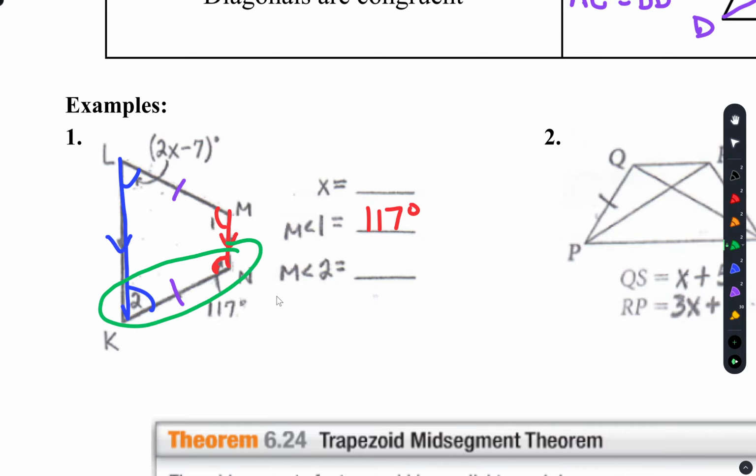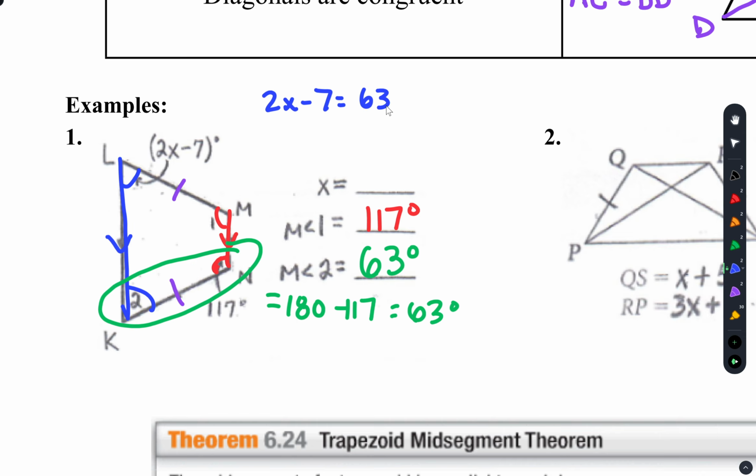The consecutive sides equal 180. So if angle 1 is 117, I'm going to subtract 117 to get 63 degrees for angle 2. And then from there, to get that congruent base angle, 2x minus 7 equals 63. X equals 35. Good. Any questions on that one?